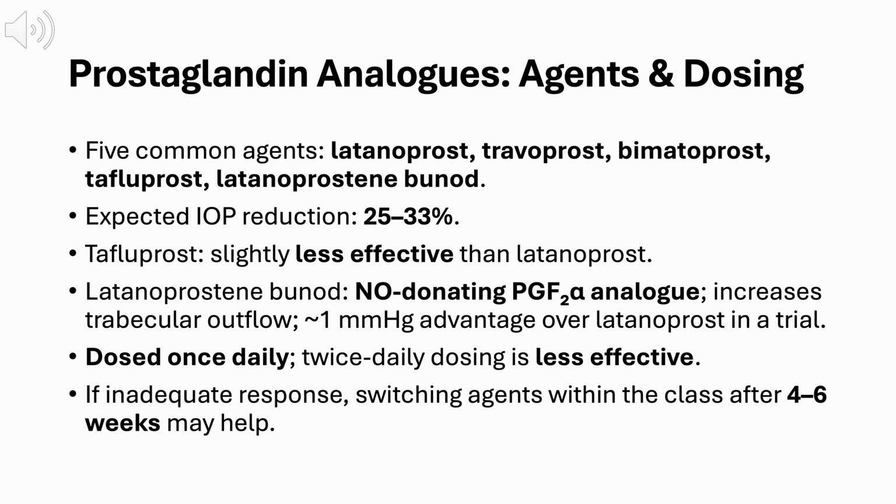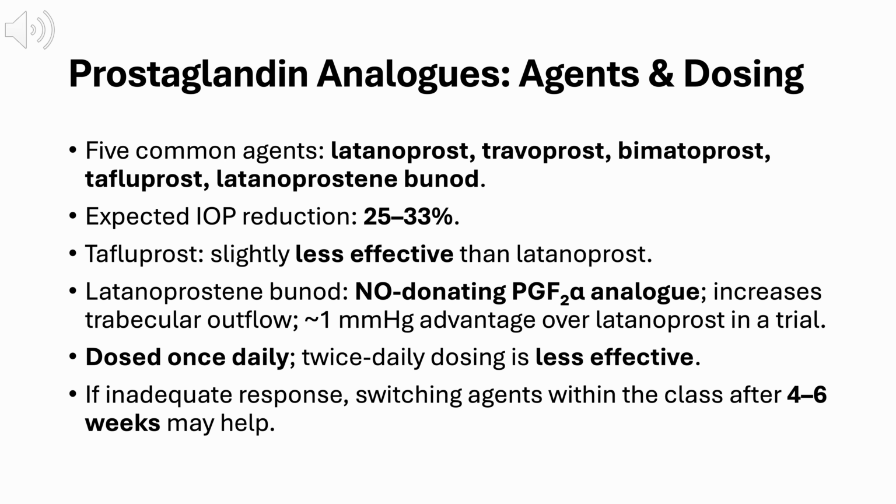The prostaglandin analogues include 5 commonly used agents: latanoprost, travoprost, bimatoprost, tafluprost, and latanoprostene bunod. As a class, they typically lower intraocular pressure by about 25 to 33%. Tafluprost tends to be slightly less effective than latanoprost, while latanoprostene bunod, a nitric oxide donating analog, has shown roughly a 1 mm of mercury advantage over latanoprost in clinical studies. These medications are dosed once daily, most often at night. Interestingly, twice-daily dosing is actually less effective due to receptor saturation.